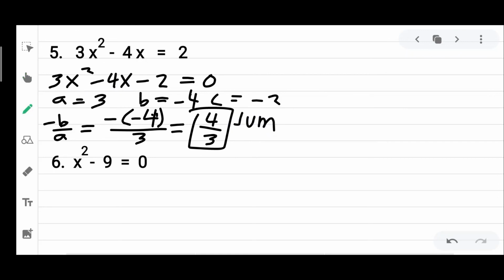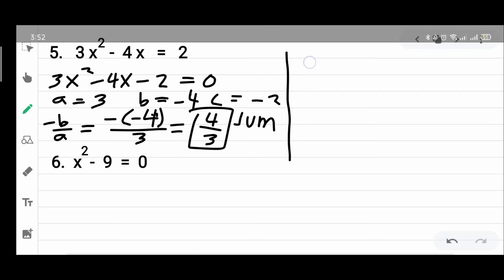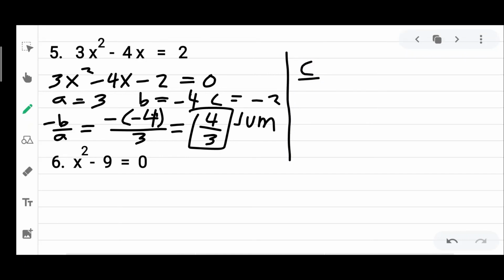So, how about the product? Just simply write the formula c over a equals, ang value ng c natin ay negative 2, i-over natin sa, ano ba yung value ng a? 3. Since hindi naman sila pwedeng i-divide, ayan na yung final answer for our product.